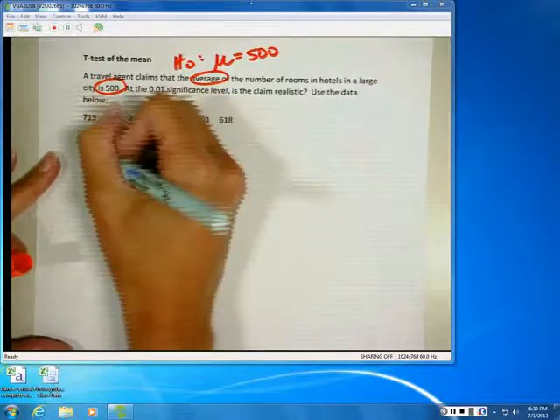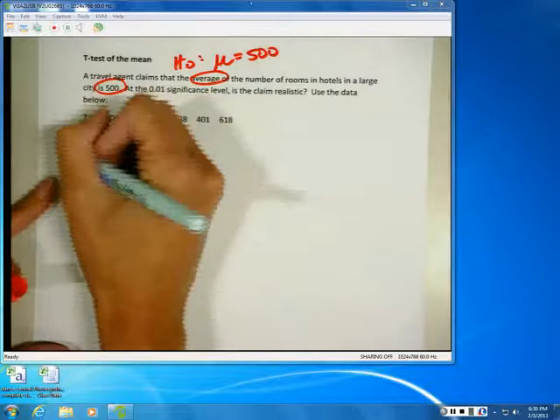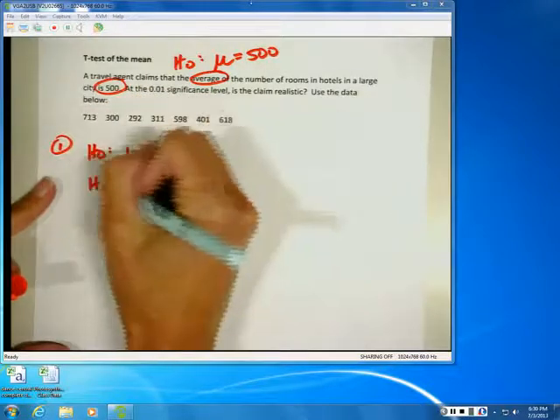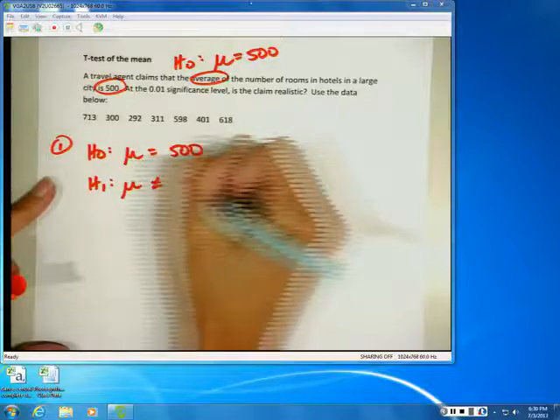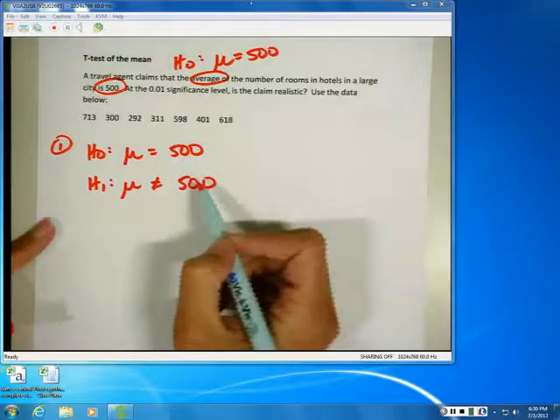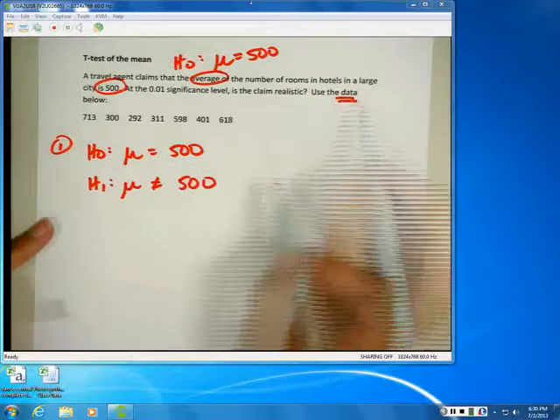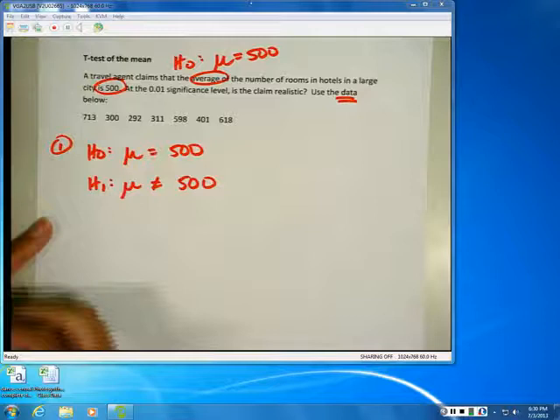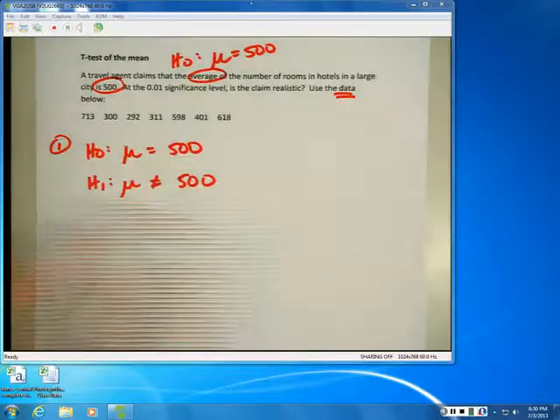So right off the bat, I've got my hypotheses, step one. Mu, it either is 500 or it is not. So not equals 500. So there are my hypotheses. This time it gives me data, and it gives me a small amount of data too. So I'm going to go ahead and put my data into my calculator.